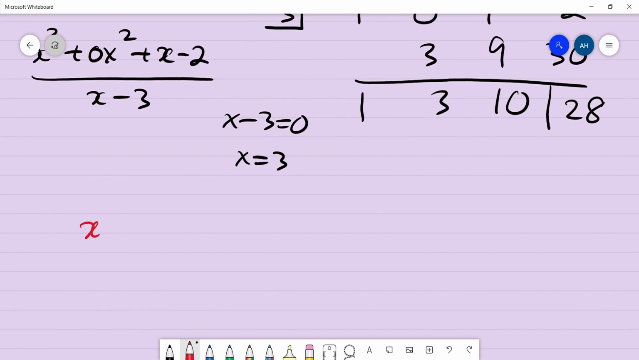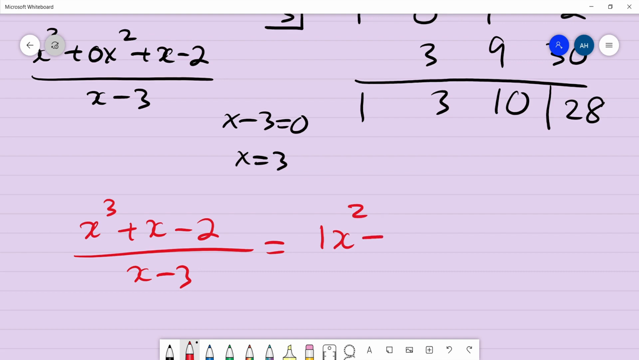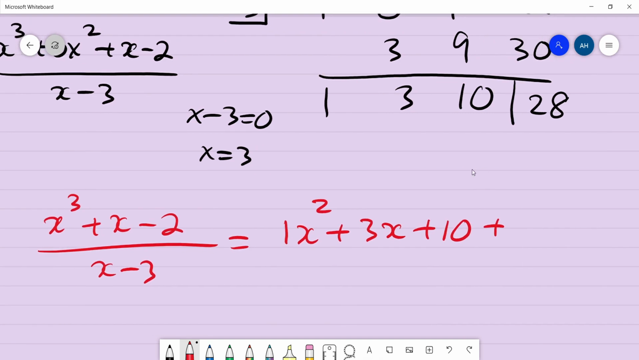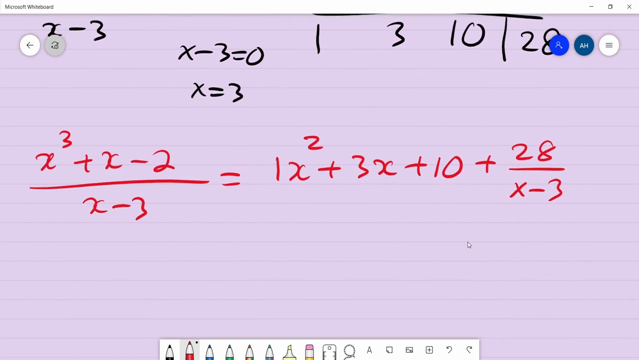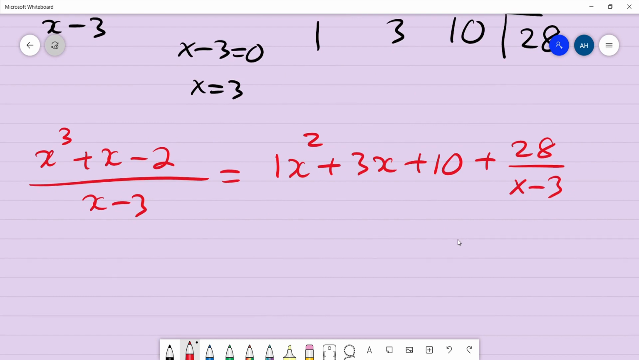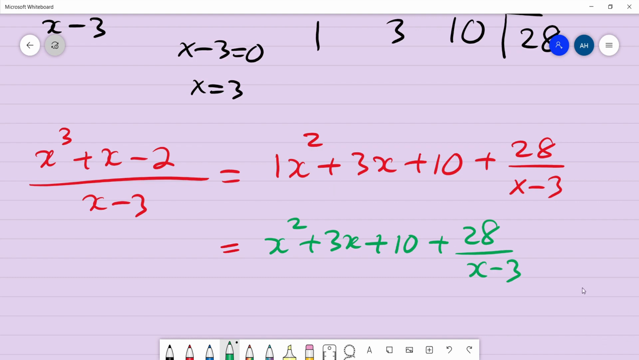Now let's write down our answer again. We have x cubed plus x minus 2. If we divide it by x minus 3, the answer will be 1 x squared plus 3x plus 10 plus the remainder, that is 28 over x minus 3. Now let's write down our answer again: x squared plus 3x plus 10 plus 28 over x minus 3, like this. Okay, this is the final answer.